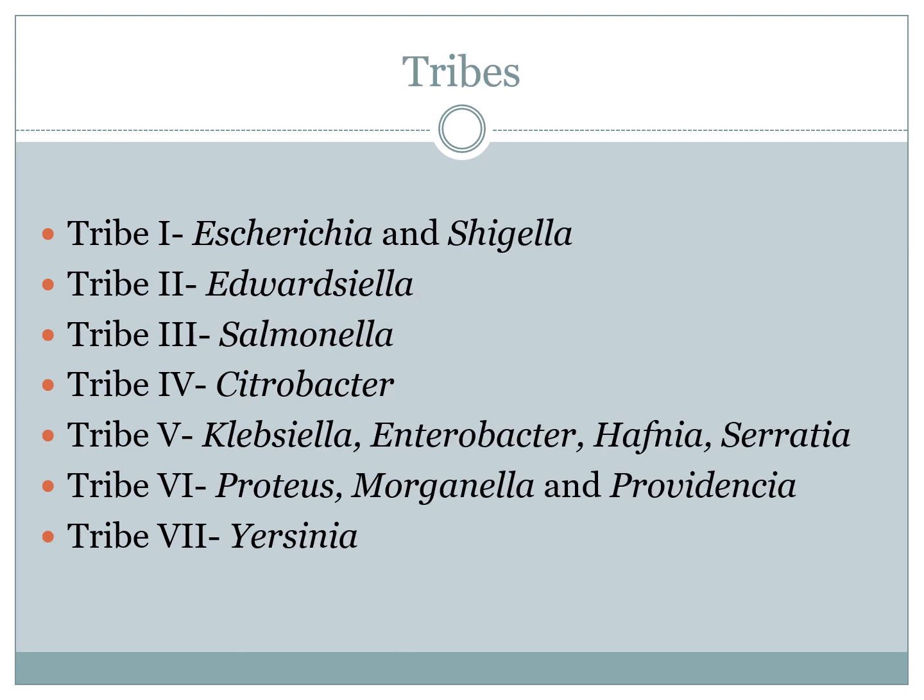So these tribes include organisms in each tribe. Escherichia and Shigella are metabolically similar to one another, and so they are in tribe 1. Edwardsiae is in tribe 2, Salmonella is in tribe 3, Citrobacter is in tribe 4, Klebsiella, Enterobacter, Hafnia, and Serratia are in tribe 5. Tribe 6 would include Proteus, Morganella, and Providencia, and then tribe 7 includes the organism Yersinia.